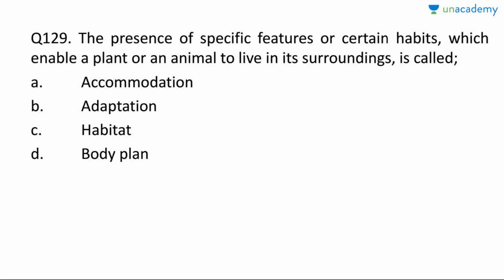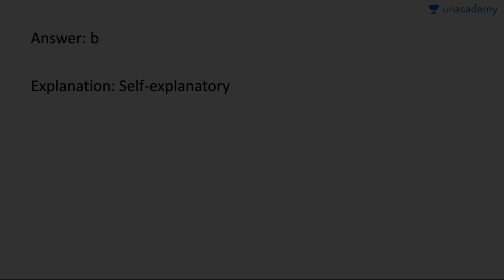Question number 129. The presence of specific features or certain habits which enable a plant or an animal to live in its surroundings is called as. So this is a scientific term and it's called adaptation. So there is nothing more to it. This is the definition of adaptation. So the answer is B. Okay.